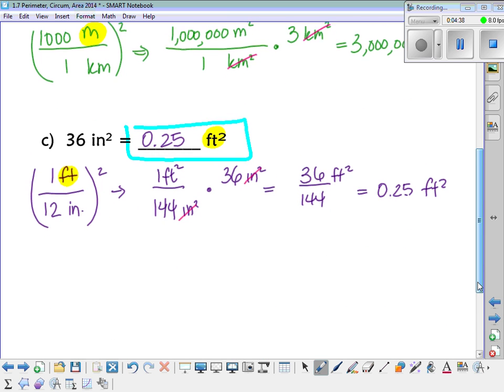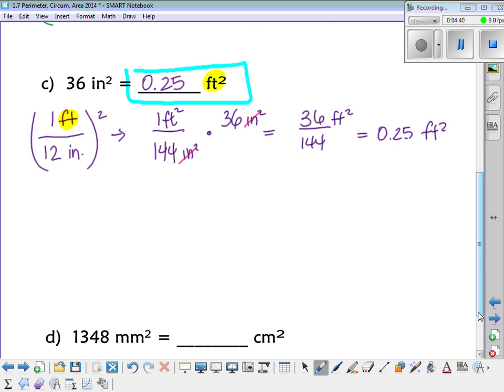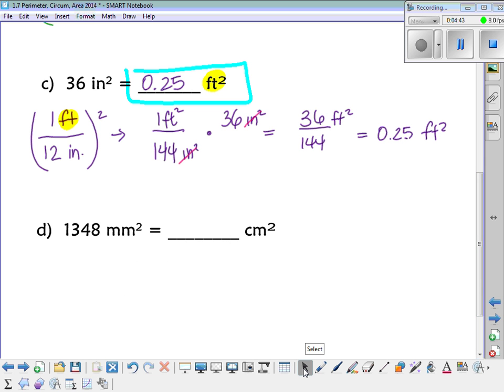Okay, I've got one more for you to try on your own. 1,348 millimeters squared is equal to how many centimeters squared? So think about how many millimeters are in 1 centimeter. Come up with your conversion factor. All right, pause the video now and attempt to do the problem.